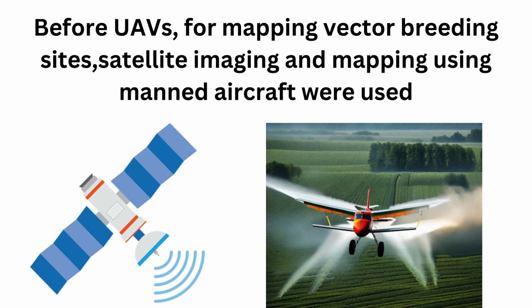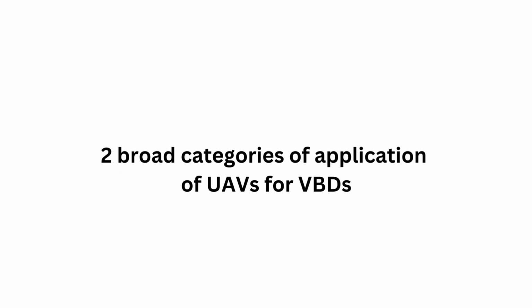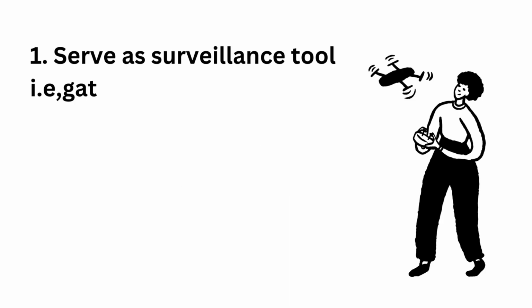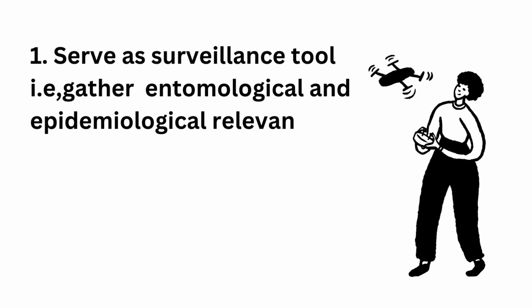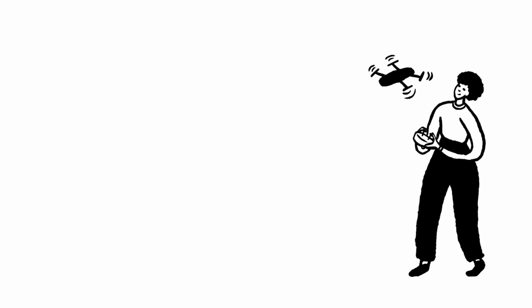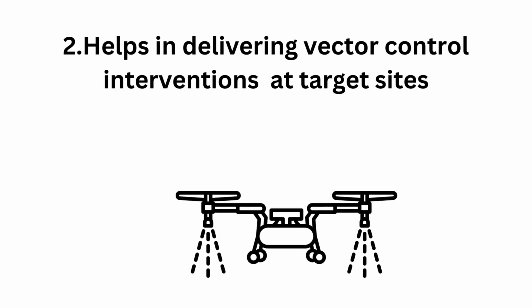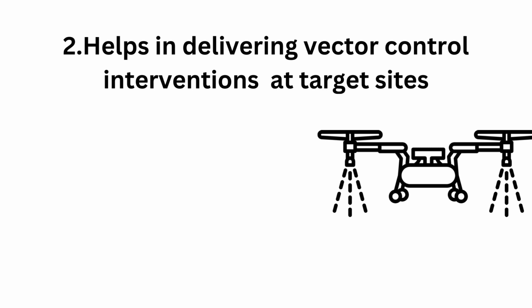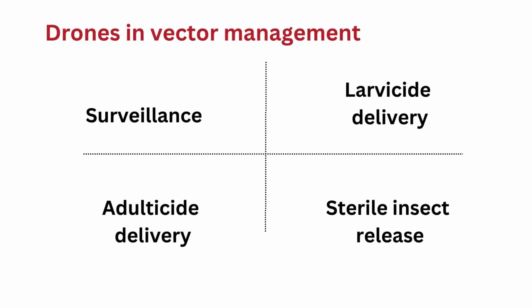Before UAVs, for mapping vector breeding sites, satellite imaging techniques and mapping using manned aircraft were used. Broad categories of application of UAVs for vector-borne diseases: 1. Serve as a surveillance tool, that is, to gather entomologically and epidemiologically relevant data using sensors such as visible spectrum and infrared cameras. 2. Help in delivering vector control interventions at target sites, like larvicide and other control measures. Drones in vector management can be used in 4 ways: surveillance, larvicide delivery, adulticide delivery, and sterile insect release.